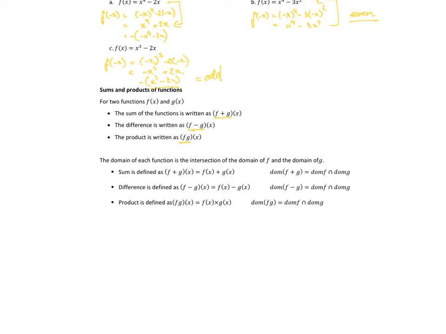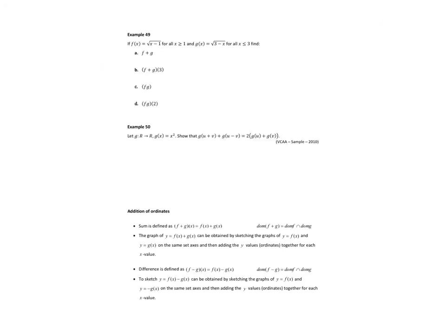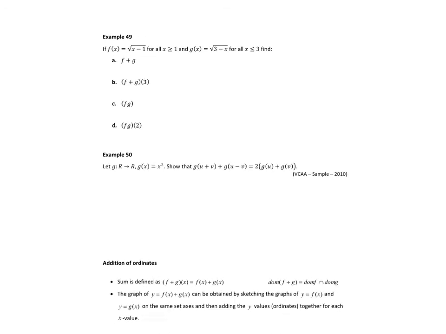So just think we've got 2 separate functions here. So our domain for the sum, the difference, or the product is the domain that satisfies both equations. So if I've got a root x times, I don't know, sine x or something like that, well, the domain of that is R. The domain of that is R plus union 0. So I can only have R plus union 0 if I'm going to use both functions. Okay. So in terms of working them out, they're relatively straightforward.